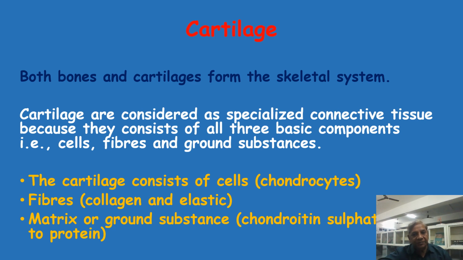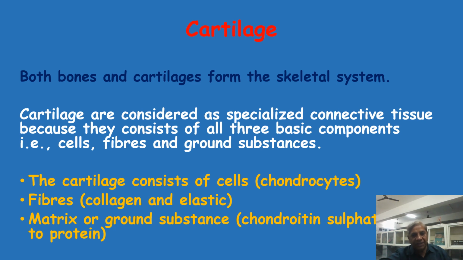When I was teaching you the bone, I must have told you that bones are also considered as specialized connective tissue. So both bone and cartilages are specialized connective tissue. For any tissue to be called connective tissue, it should have three major components. Number one, there should be cells of the connective tissue. Number two, there should be fibers. The fibers may be of any type: collagen, elastic, or reticular. And then the cells and fibers should be embedded in the ground substance. So these are the three basic components for any tissue to classify as connective.